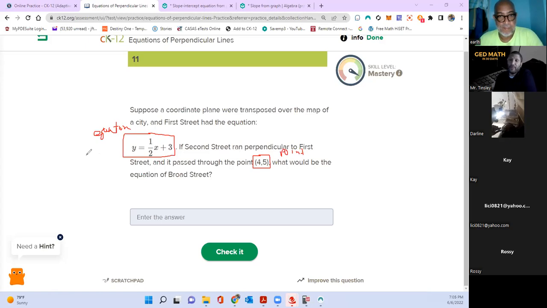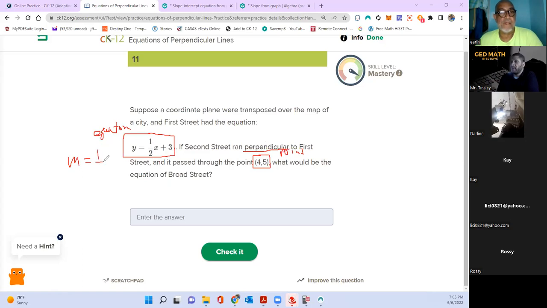What two pieces of information can we get from the equation of this line? If it's perpendicular, that means it's got to be inverse. So we know it's perpendicular, but what information can we get from the equation? What can we ascertain? What does that tell us? The slope. So what is the slope of this equation?